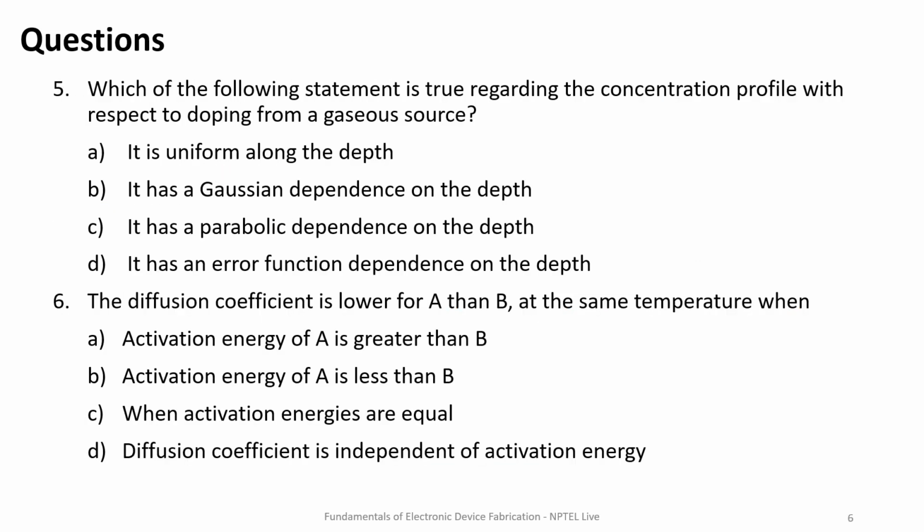So next is, which of the following statements is true regarding concentration profile with respect to doping from a gaseous source? It is uniform along the depth. It has a Gaussian dependence on the depth. It has a parabolic dependence on the depth. It has an error function dependence on the depth. Doping from a gaseous source. Error function. Yeah, in the non-graded assignments, we had already answered this, right? So in case of the concentration profile for a gaseous source, it has an error function dependence on the depth.